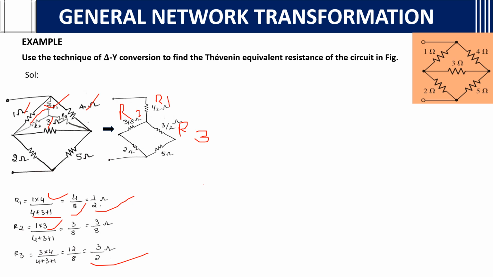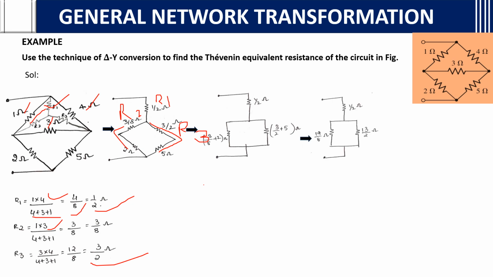Now if you see here, this 3 by 8 and 2 are in series, and this 3 by 2 and 5 are in series. So you can add up: 3 by 8 plus 2, 3 by 2 plus 5, and 1 by 2 is the same. After adding you will get 19 by 8 ohms here, 13 by 2 ohms here.